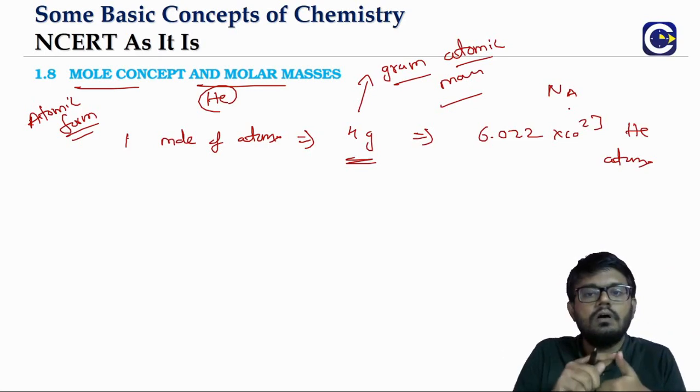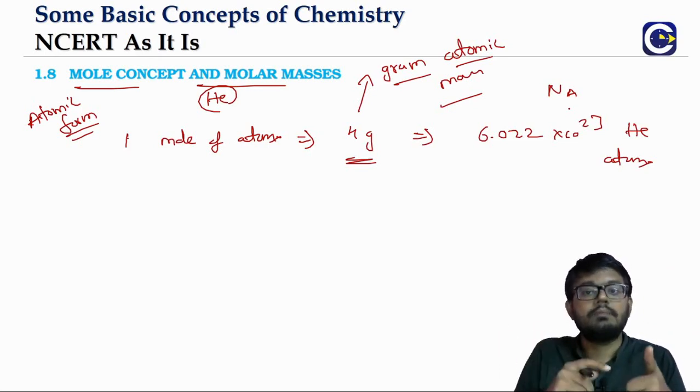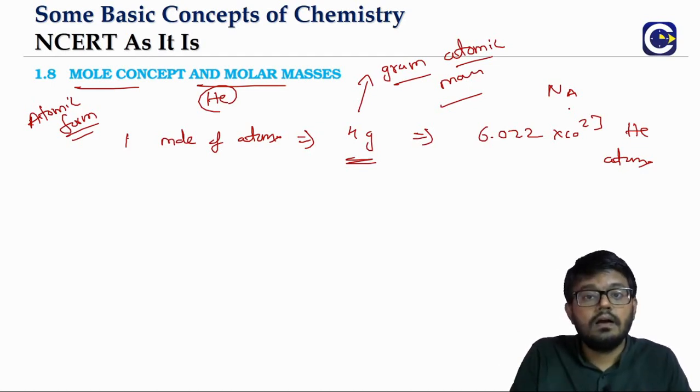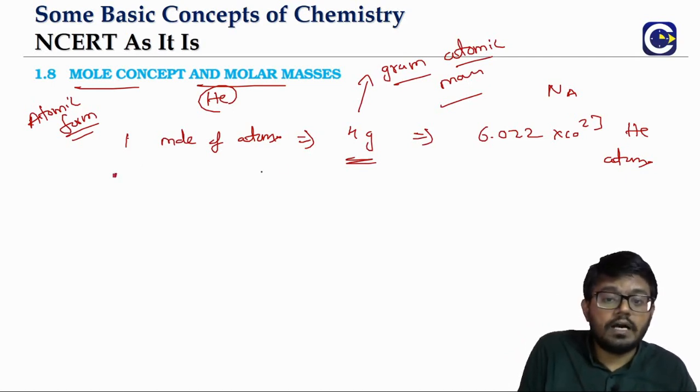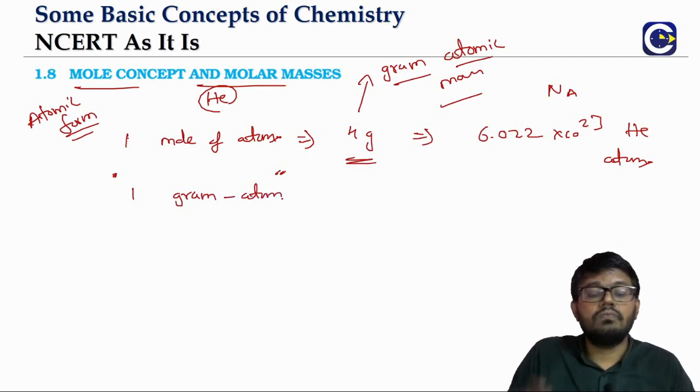So 1 mole of atoms means the weight will be equal to the gram atomic mass. How many atoms will be there exactly in that? Avogadro number of atoms. This 1 mole of atoms is also sometimes referred to as 1 gram atom. Instead of saying 1 mole of atoms, we can also call it 1 gram atom.